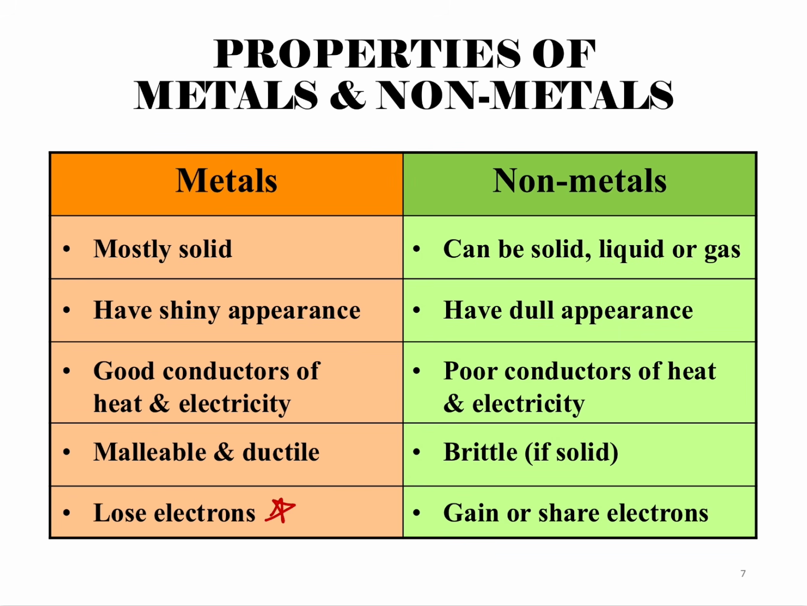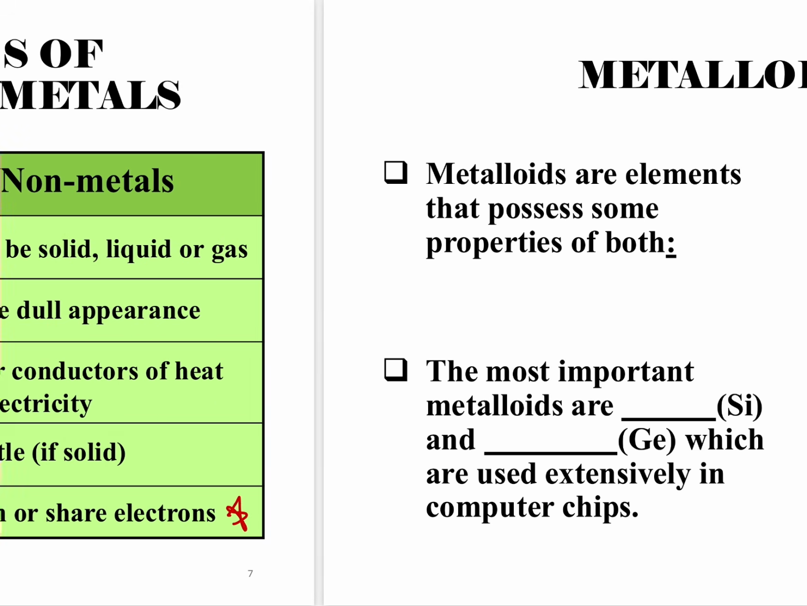Then we have nonmetals. These are usually solid, liquid, or gas. They have dull appearances, meaning that if you were to have a powder of them, they wouldn't be shiny at all. They're usually poor conductors of heat and electricity, brittle, and then they gain or share electrons. This is, again, commenting on their chemical behavior generally, right? So there's some properties of both of these.